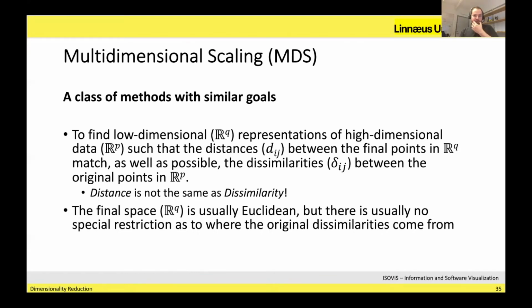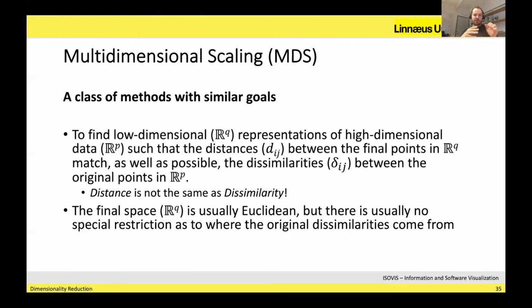Now I'm going to talk about something called multidimensional scaling, which is basically a class of methods with similar goals. Some of them are linear like PCA, some of them are not. But the idea here is that we want to find low dimensional representations of high dimensional data such that the distances between the points match as well as possible the dissimilarities between the original points.